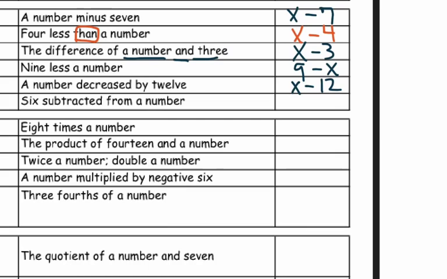Okay, this one is a little tricky. It says 6 subtracted from a number. So this one you do flip. It'll be x minus 6 because 6 is being subtracted from that number. So that number has to come first.